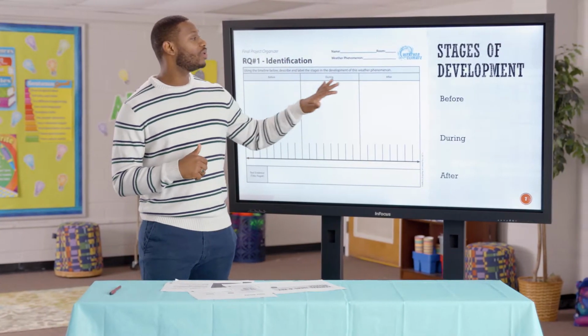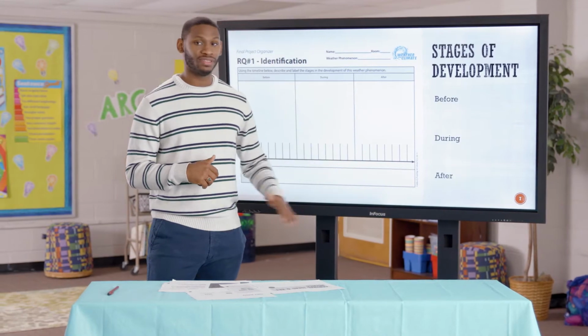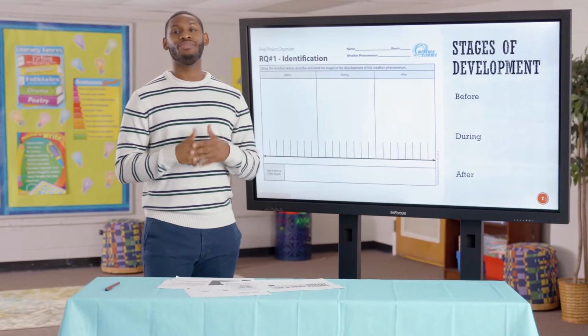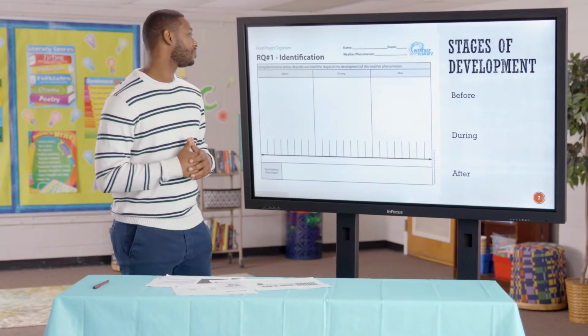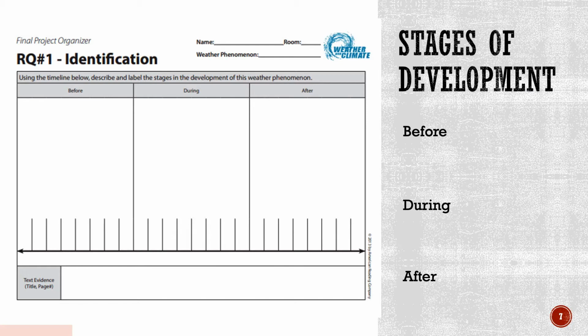So let's take a look at RQ number 1. Now this RQ number 1 is called stages of development. You have your before, during, and after. Now we're not going to really focus on this particular one today, but you will see it in the near future. This identification RQ is really just a timeline, okay? So it really just describes the before, the during, and the after of your weather event.